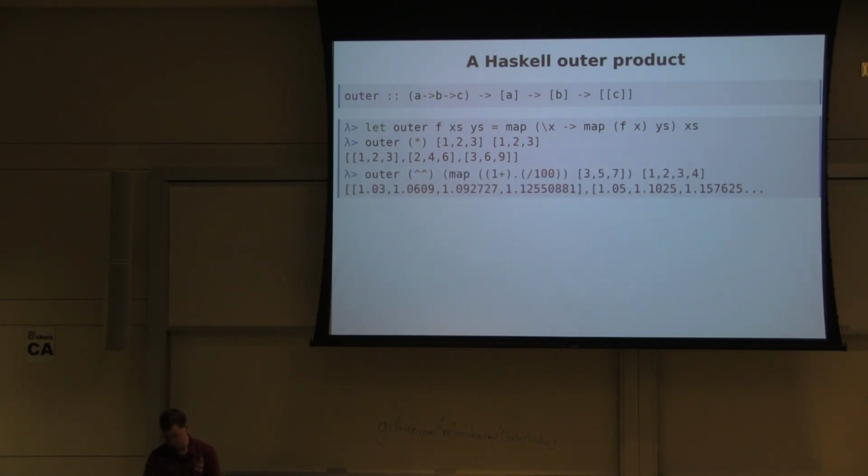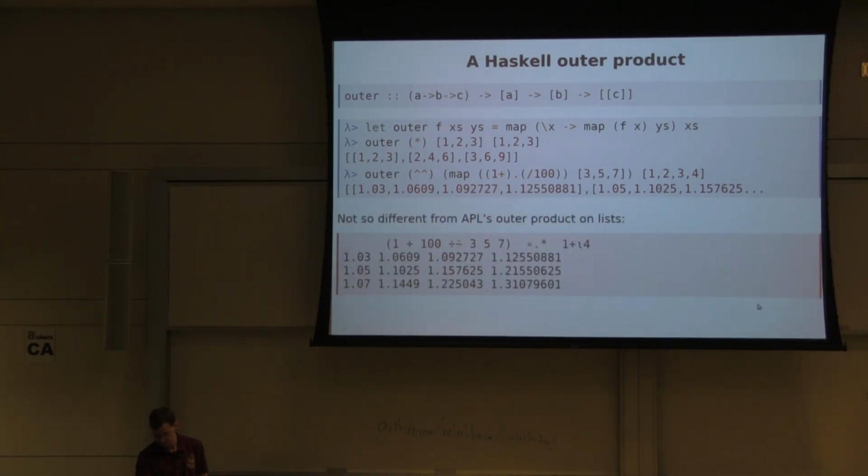Here's a more complicated example. If you've got interest rates of 3, 5, and 7%, and want to compute the total multiplier over 1, 2, 3, 4 years, you can do an outer product with exponent. And we could very easily do that with APL as well. So does that function make sense there? It's mapping over one side and then the other side.